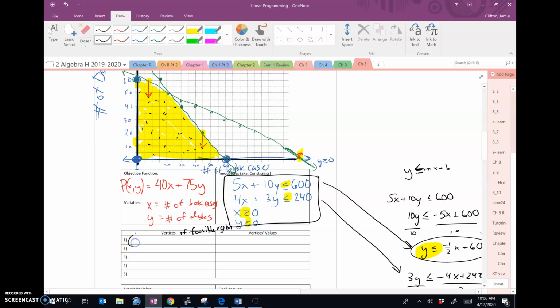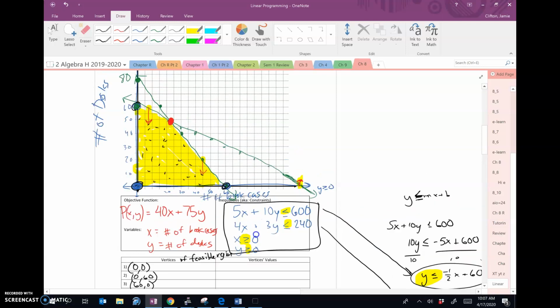So I'm going to write down all the vertices I see. I see 0, 0. I see 0, 60. I see 60, 0. And this one right here looks like it's not on a grid line. It looks like that one might be harder to find. This is why this is in chapter 8.